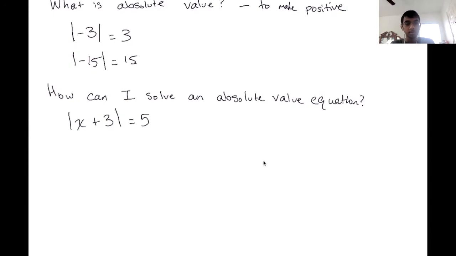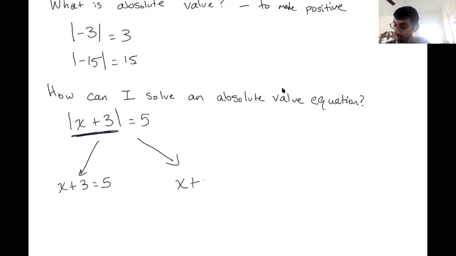All we're going to do is solve in two different ways. You make two separate equations when you're doing this. The first equation is where we take everything inside the absolute value and make it equal to this, so our normal equation: x plus 3 is equal to 5. But then we also make another equation, and here's where it gets kind of weird. We put the same exact stuff that was in the absolute value brackets there, but we set it equal to the negative version of this.